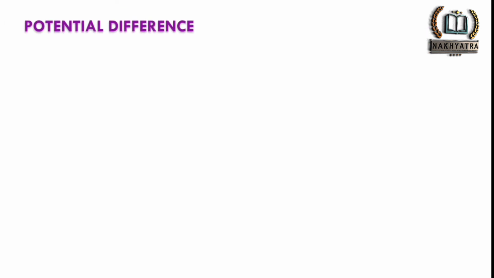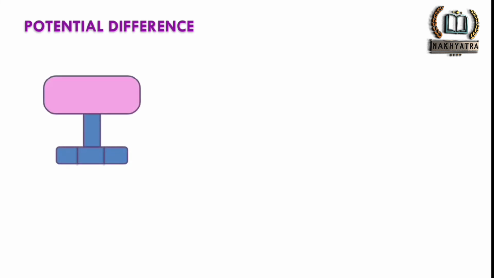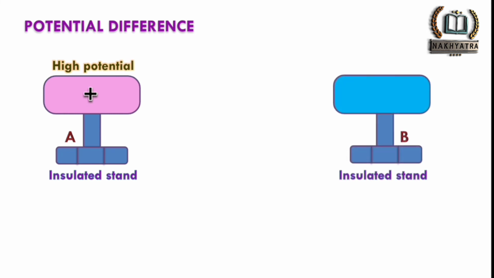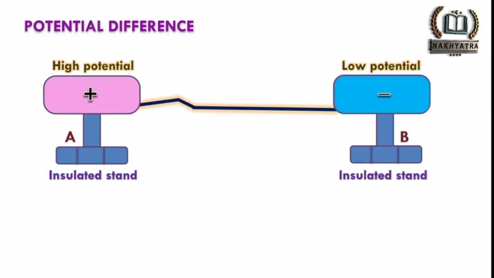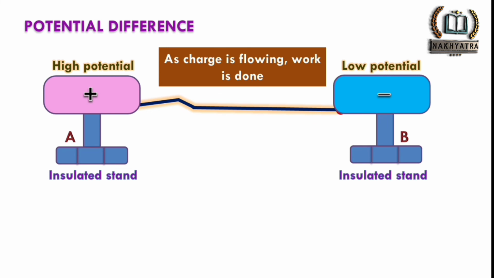Next is the potential difference. Let us take an insulated stand A with a positive terminal, which is high potential, and an insulated stand B, which is a negative terminal with low potential. Now we connect the two insulated stands with a metal wire. Due to the difference in potential, charge will flow from higher to lower potential. So see, charge has been flowing from higher potential to lower potential. Since charge is flowing, work has been done.